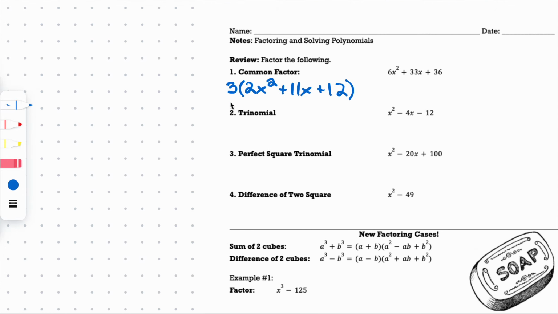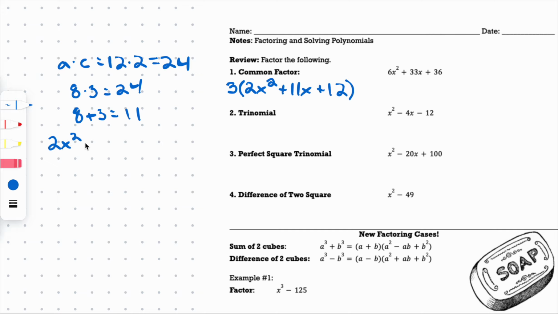Now, a lot of people have their different ways of solving it. For this type of quadratic, when we have an a value greater than 1, what I do is I multiply a and c. So a times c, which is 2 times 12, equals 24. And then what factors of 24 add to 11? 8 and 3. So 8 times 3 equals 24, and 8 plus 3 equals 11.